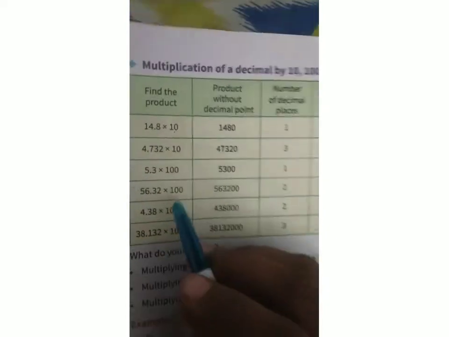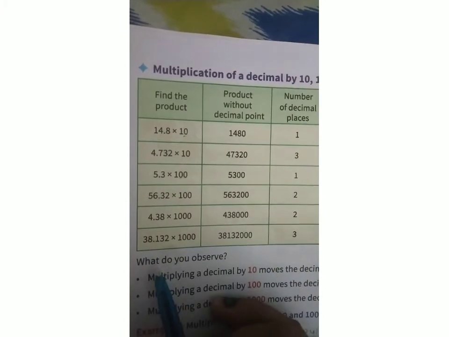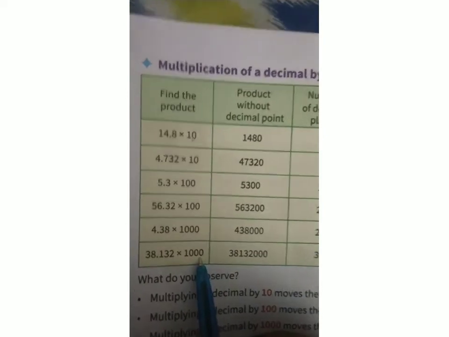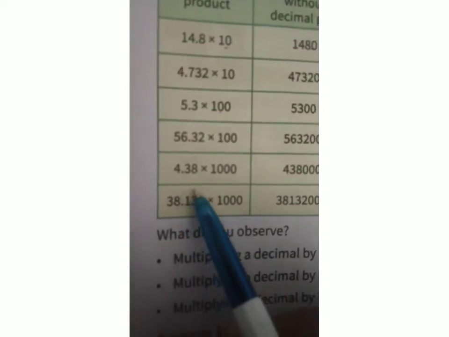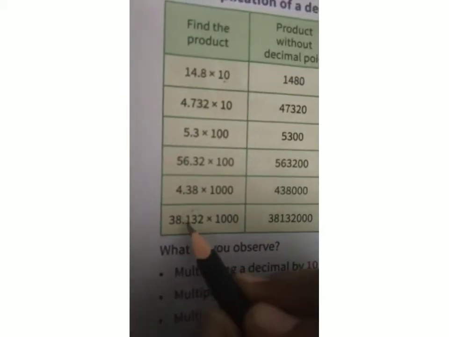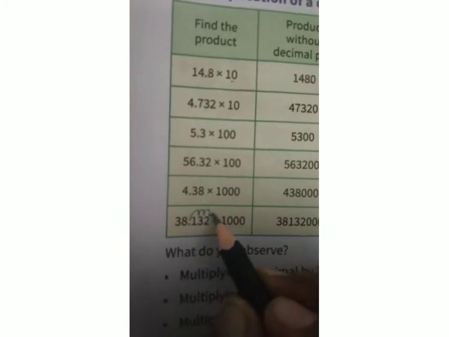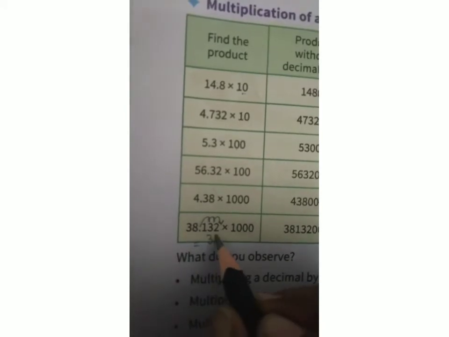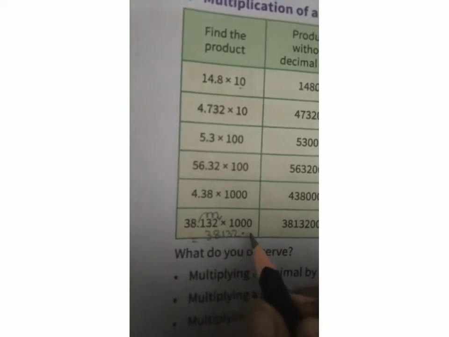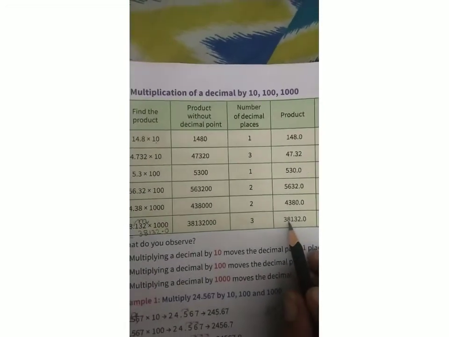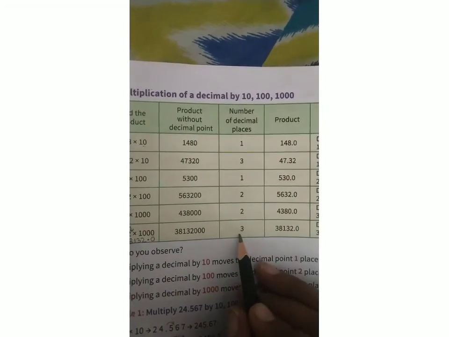Okay, we'll take one more example. Suppose 38.132. Because 3 zeros are here, we will shift the decimal point 3 places. So I will shift it 1, 2 and 3. When I shift it 3 places, the decimal will come after 2. So my answer should be 38132.0. Let's check the answer. Yes, my answer is correct because there were 3 decimal places.